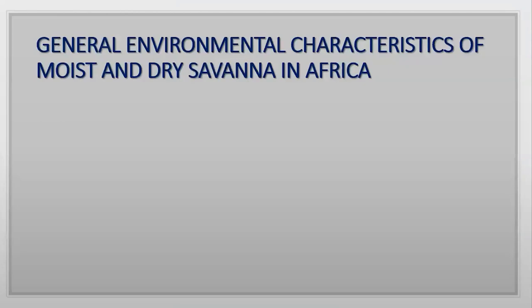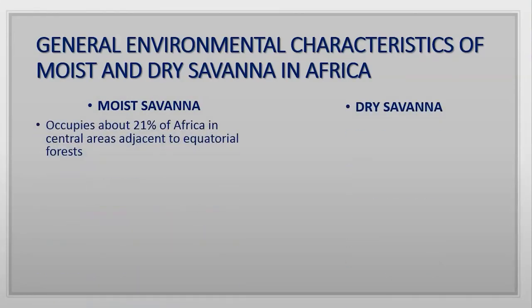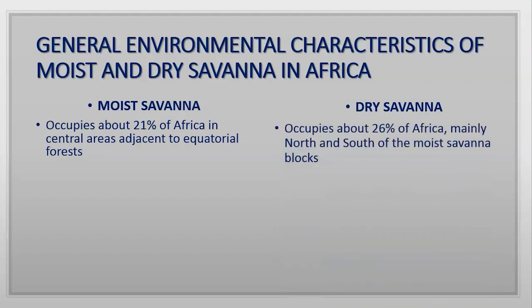So what we're going to look at is some of the general characteristics in the moist and dry savannas in Africa. So let's start with moist savanna, which occupies about 21% of Africa and is found in the central areas adjacent to the equatorial forests. And the dry savannas occupy about 26% of Africa, mainly north and south of the moist savanna blocks.